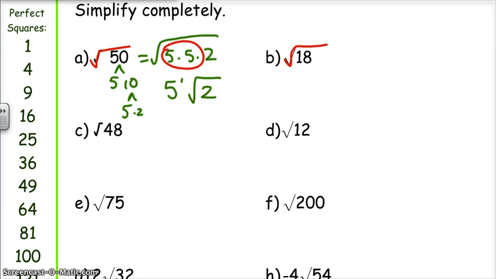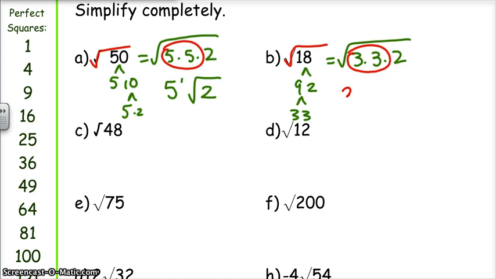Letter B, 18. Mentioned this on the previous slide, but we're going to do it again here. I'm going to factor 18. 9 and 2. 9 breaks down to 3 and 3. 3 times 3 times 2 are my prime factors. Look at all those numbers. Do you see any pairs? I see one pair of 3's. It's going to come out, and I have a leftover 2.